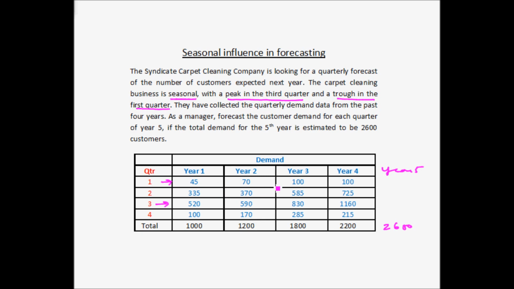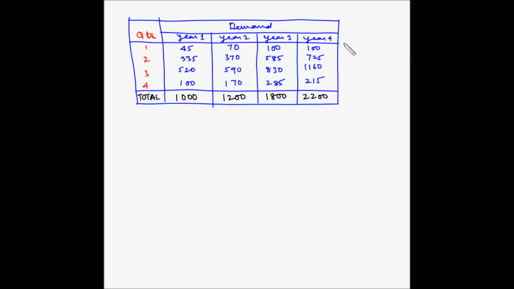Now we have to find out the demand for each quarter for the fifth year. So let's see how we can use the multiplicative seasonal method to find out the forecast. This is the data that has been given to us, and we have to find out the quarterly forecast for year number 5, and it has been given that the total demand for year number 5 is estimated to be 2600 customers. Now step number 1.